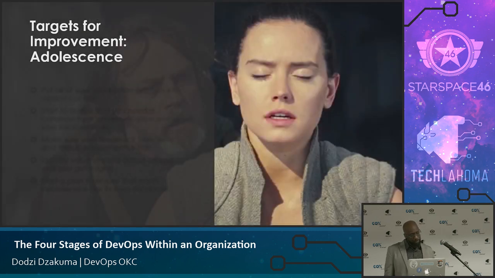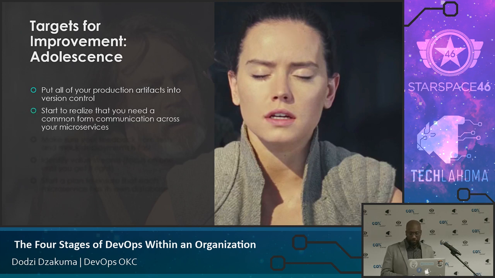So what are some targets for improvement when you're in adolescence? Well, you want to make sure that everything that you're putting into production for customers is in version control in some way, shape, or form. You have to have a repository for all of this. You want to make sure that you have communication methods so that your processes can communicate with each other. You want to make sure that feedback from tests and mock deployments is very fast. I talked about slow feedback loops.